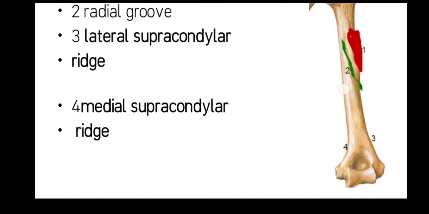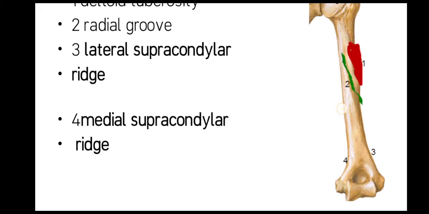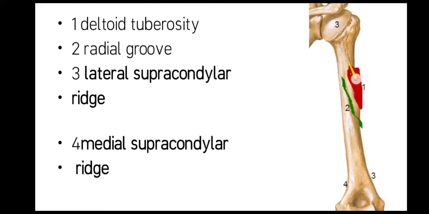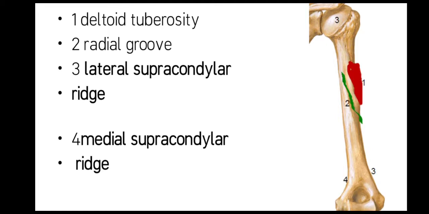What is radial groove? Let's discuss this now. Radial groove is the groove through which radial nerve comes down to supply the hand. Radial nerve basically supplies the posterior compartment of arm, forearm, these muscles, and skin. So it is important in the extension of the forearm and arm.